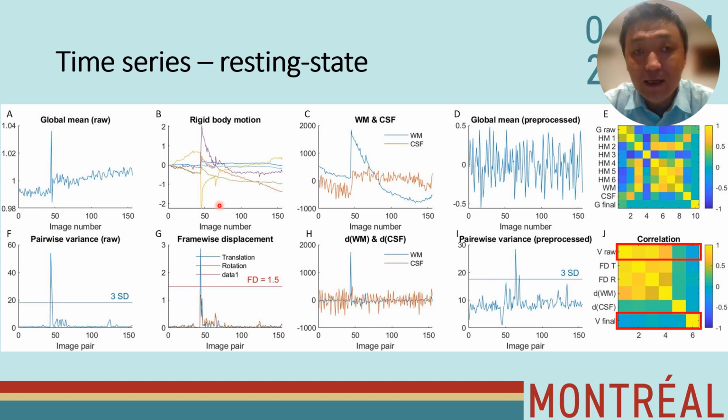You can see that the rigid body parameters show sudden changes at this time point and then gradually decrease. This is not a spike, but when we calculate the framewise displacement, you can see that there is a spike here, which may introduce changes in variance in this plot, and also the changes of the global signal here.